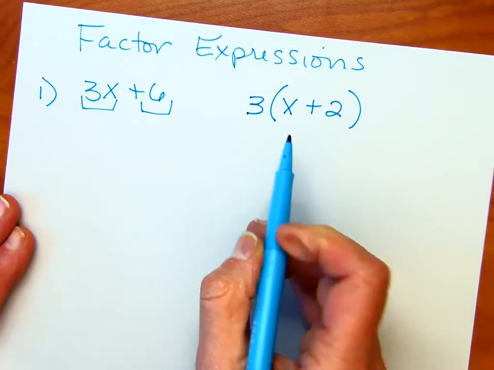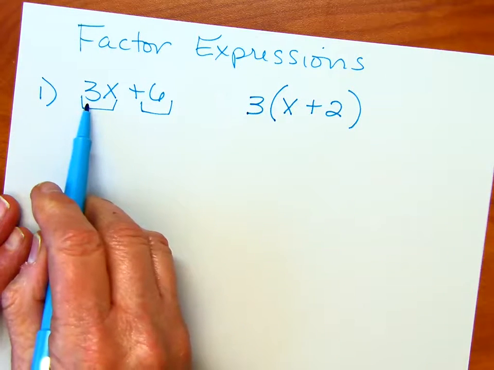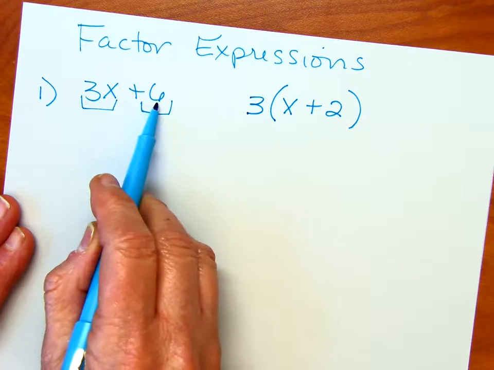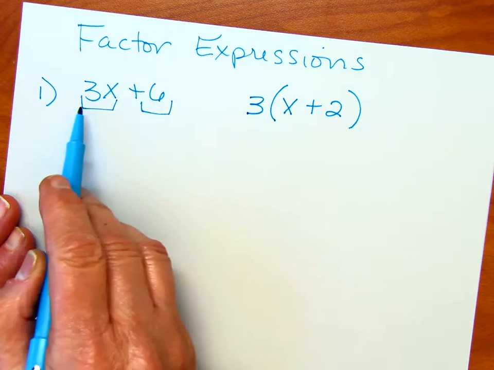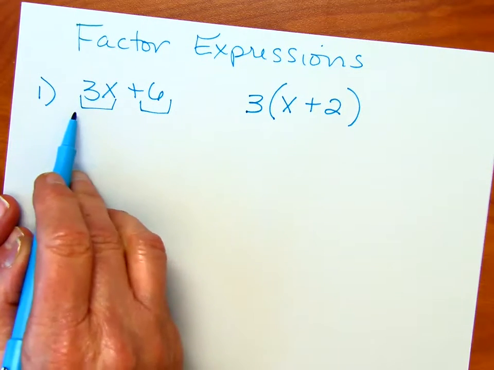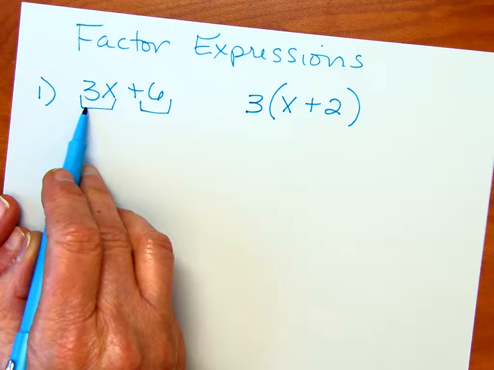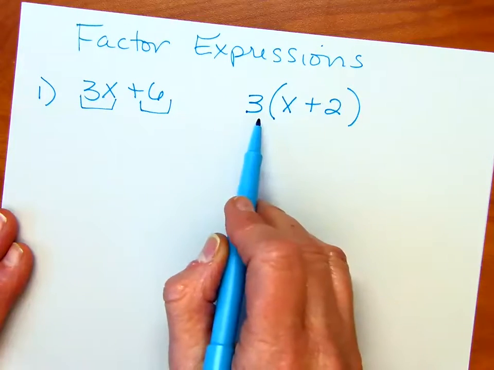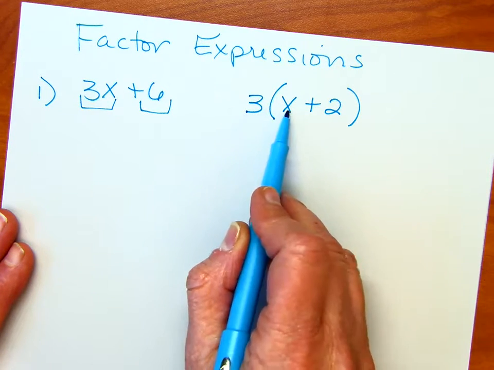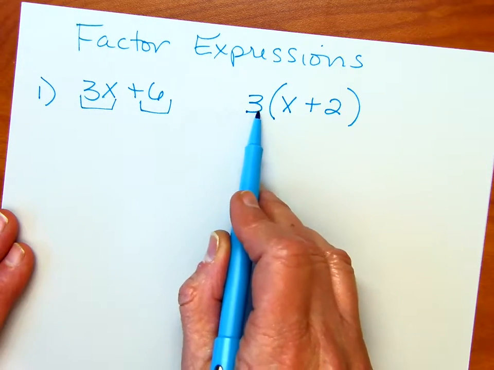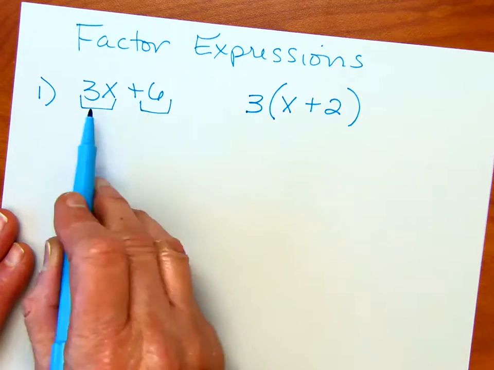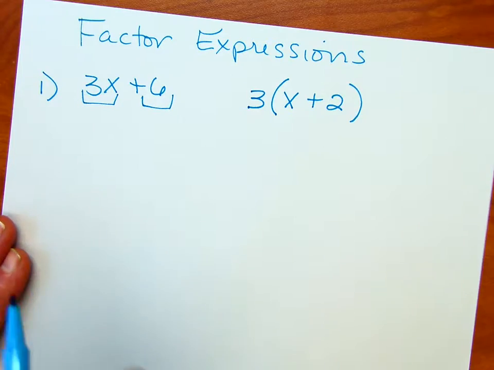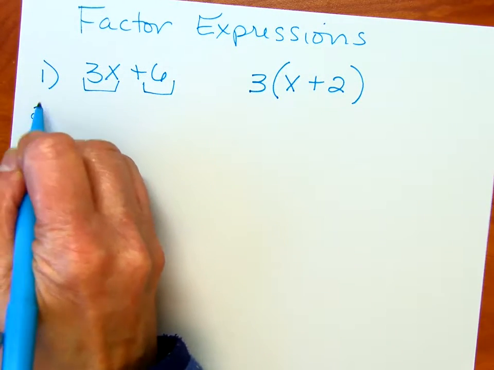And the reason we're writing it that way is because 3 goes into 3 once, so what's left is the x, and then 3 goes into 6 2 times. So it's almost like we're doing the opposite of distributive property. If we wanted to make sure that we were right, we could do distributive property here. 3 times x is 3x, and 3 times 2 is 6, and that would give us back our original expression. So let's go ahead and do several more.